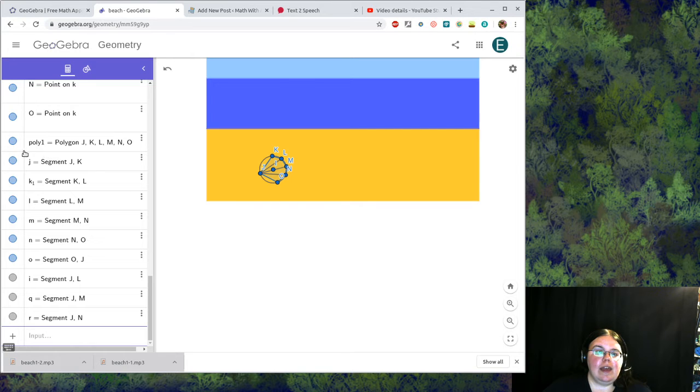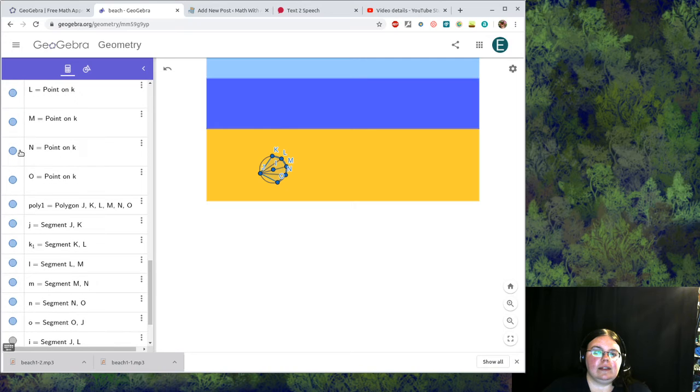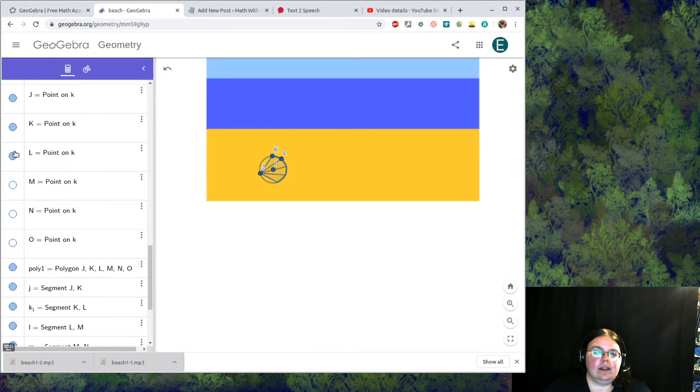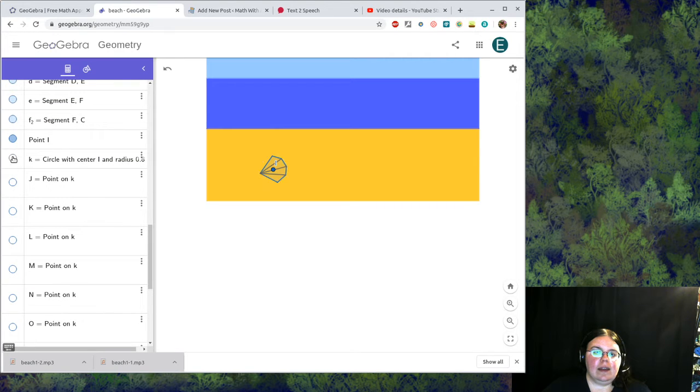Okay, and then I'm going to hide all those points. And the circle and the center point. Now if I decide I want to move that around, I can show the center point again and move it around to over there or over there, anywhere I would like to.